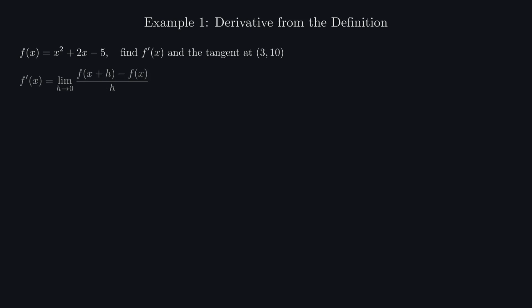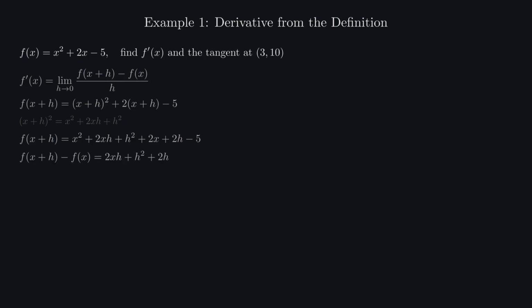Let's put this into practice. Take f of x equals x squared plus 2x minus 5. We want to find f prime of x and then the equation of the tangent line at the point 3 and 10. Start from the definition: f prime of x equals the limit as h approaches 0 of f of x plus h minus f of x all over h. First expand f of x plus h, that's x plus h all squared, plus 2 times x plus h minus 5. Expanding the square, x plus h squared equals x squared plus 2xh plus h squared. So f of x plus h becomes x squared plus 2xh plus h squared plus 2x plus 2h minus 5.